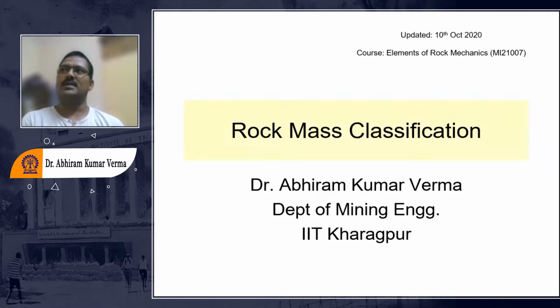conceptualize what the strength of that rock will be, more or less, and what type of support is needed. We will discuss the support in coming classes. What type of support is needed for such a structure? If the size of the opening is of a particular size, maybe a 4 meter diameter, or maybe 5 meter diameter, what will be the support requirement for that size?